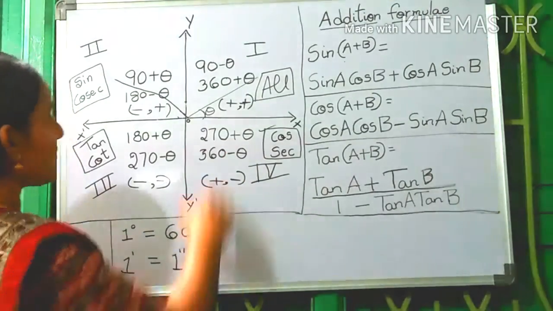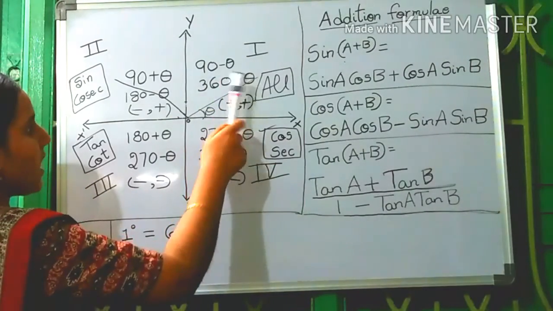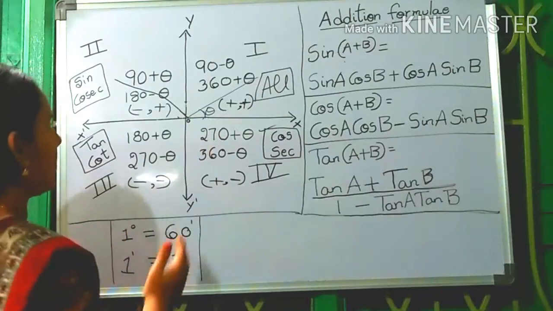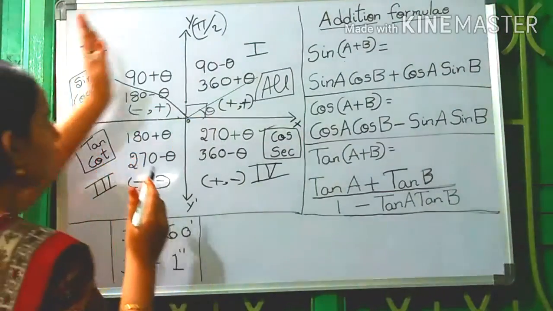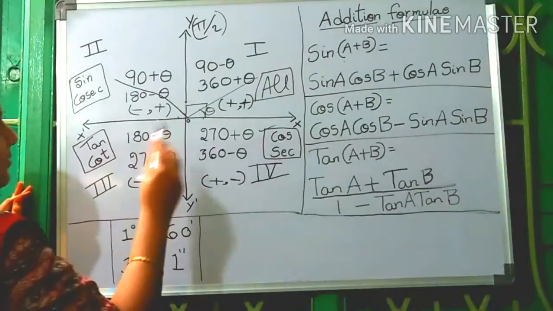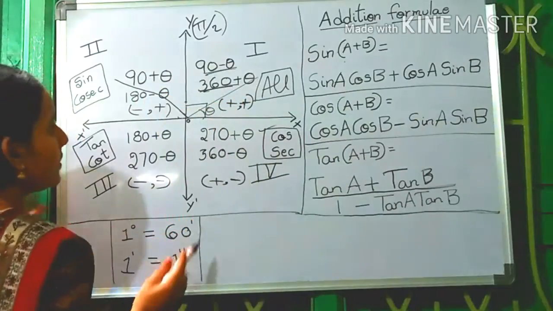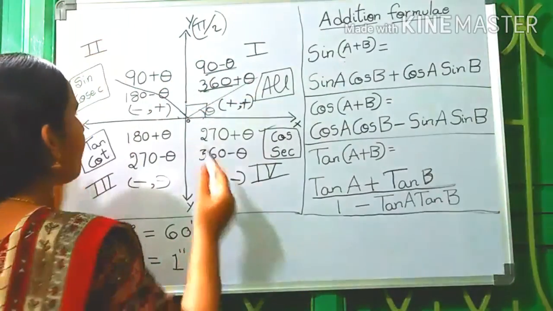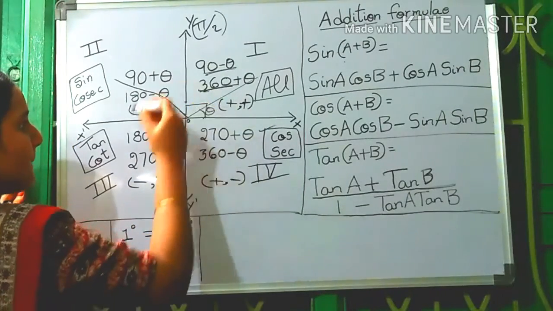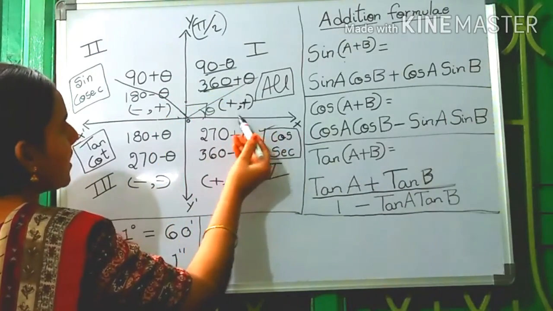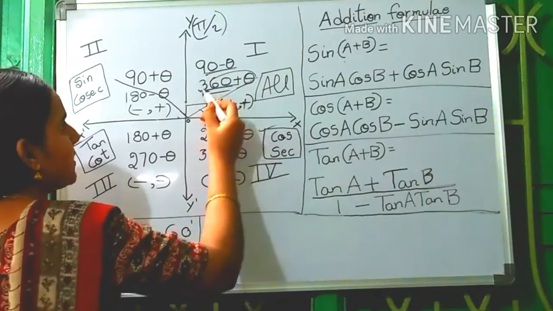The angles in the first quadrant are generally represented as 90 minus theta or 360 plus theta. With x-axis, it makes an angle 90 degrees. So, the angles in the first quadrant can be represented as 90 minus theta or 360 plus theta. That is, after completing one full rotation from x-axis, again coming to this position, this is a complete angle, that is 360 degrees. After 360 degrees, there is an angle theta, so 360 plus theta.